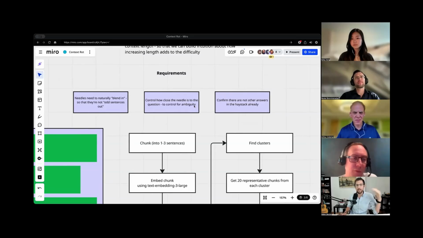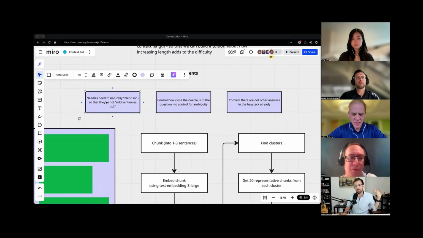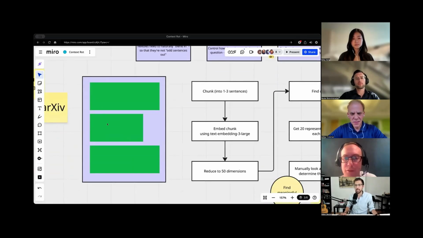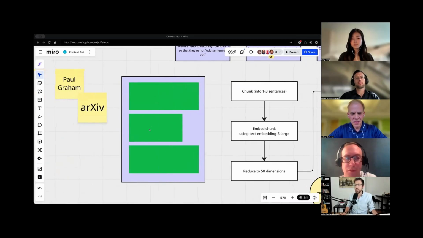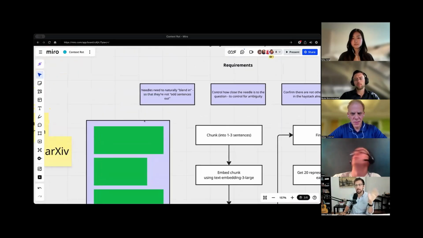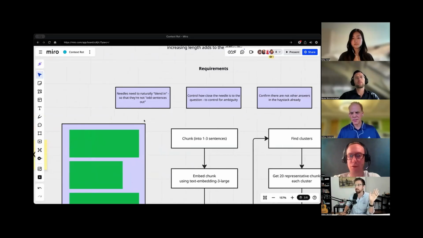And once you build up that intuition, I think that flow makes sense. So I think the requirements need to be that the needles should naturally blend in so that they're not odd sentences out. So let's say we have the haystack here being Paul Graham's essays, and now all of a sudden you put in a needle that talks about cooking. It might be very easy to tell because it's pretty different from everything else, and so it's easy to pick up. So we shouldn't make it too easy. Let's blend it in so it looks natural.